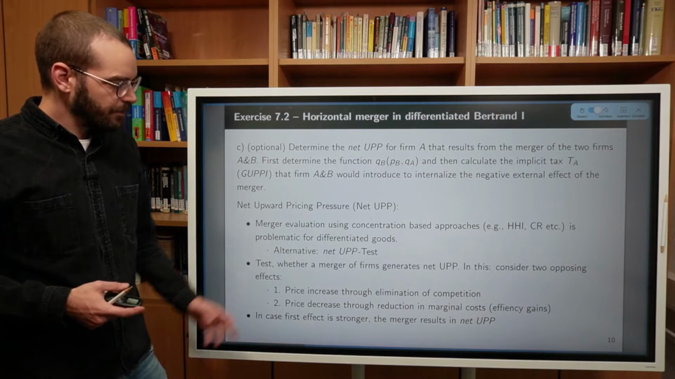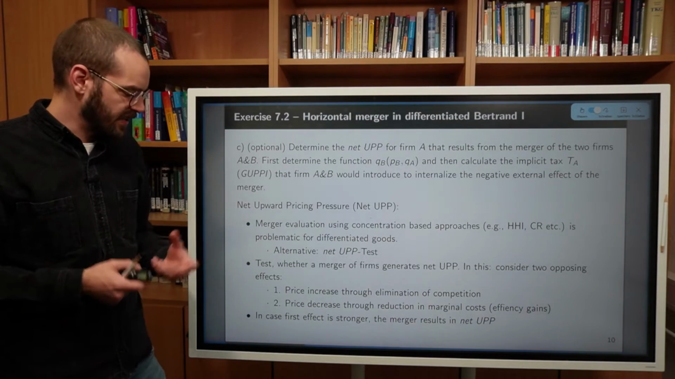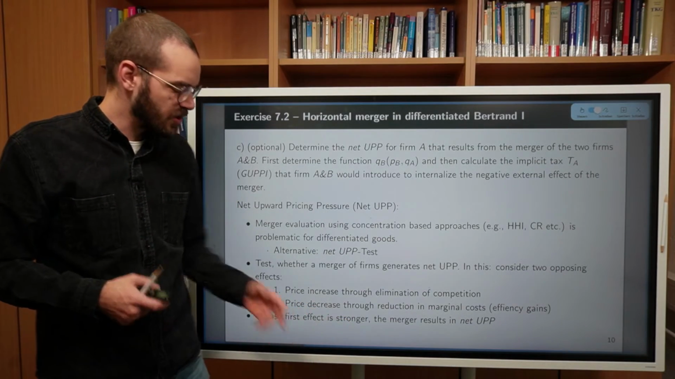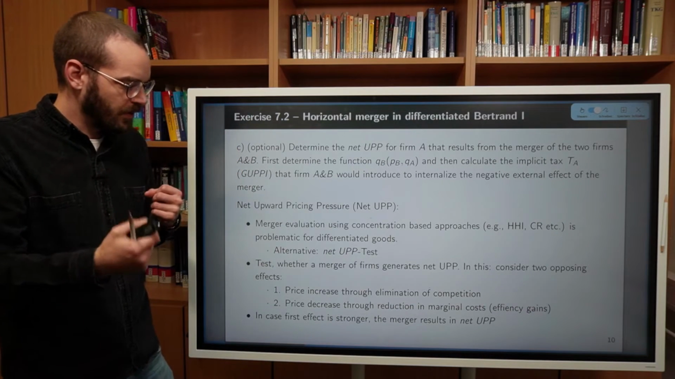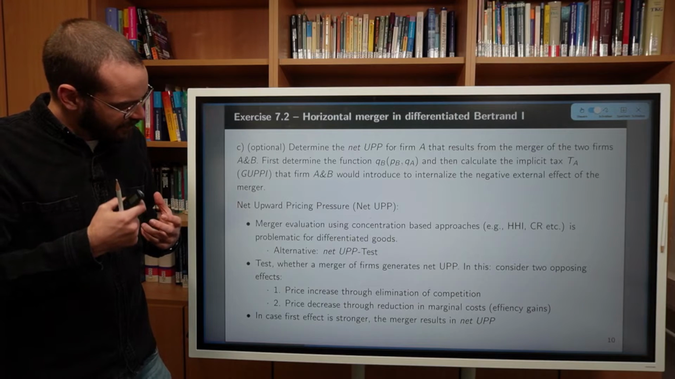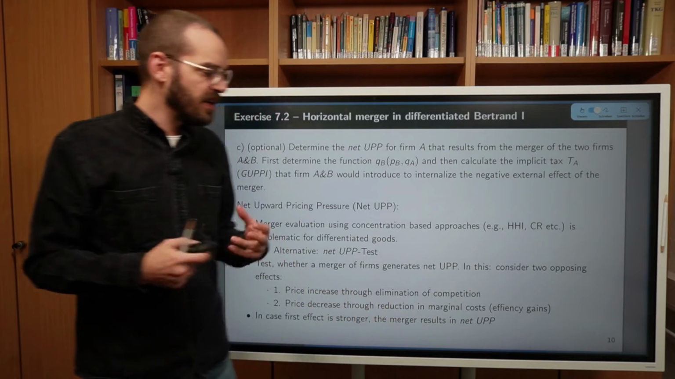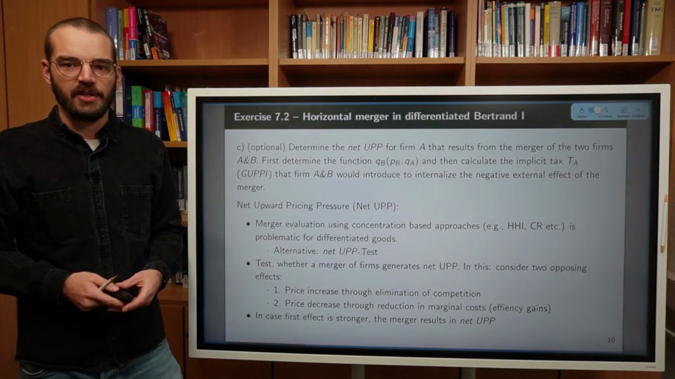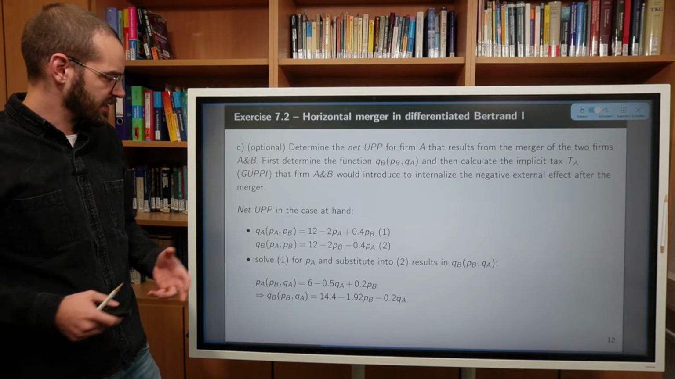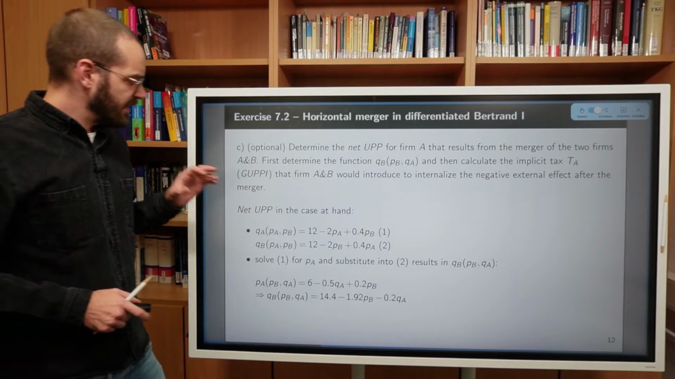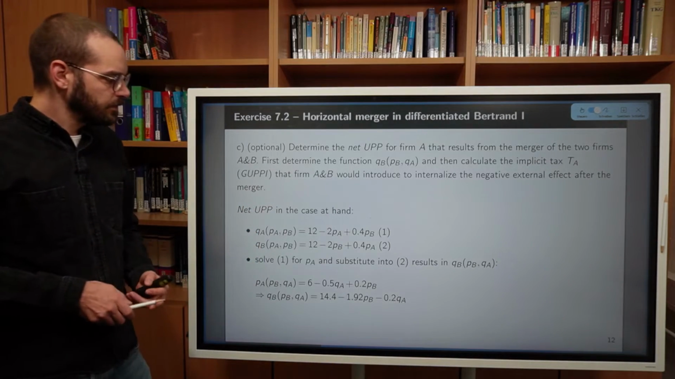All right, and then what we now, of course, want to do is compare these two opposing effects. And in case the first effect is stronger, so to speak, the welfare negatively impacting merger effect, then the merger results in a net upward pricing pressure. And in the following, we are going to assess this net upward pricing pressure in the case at hand.